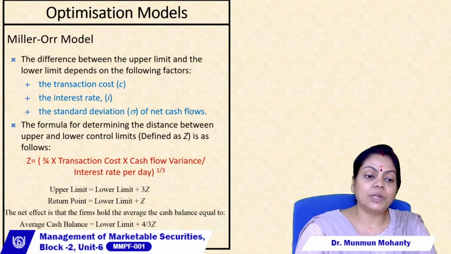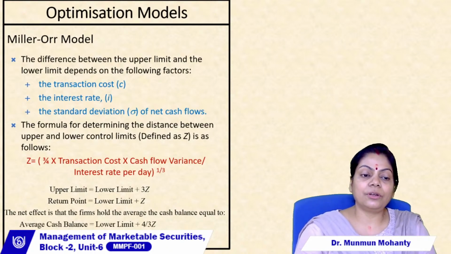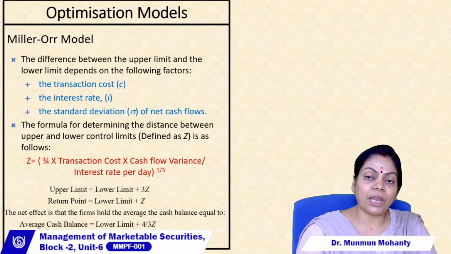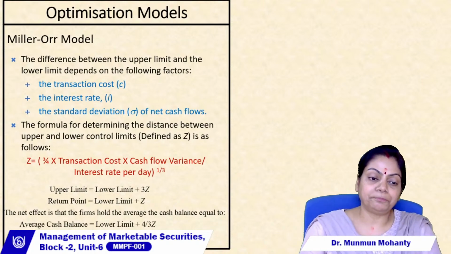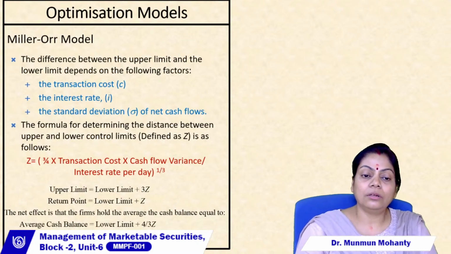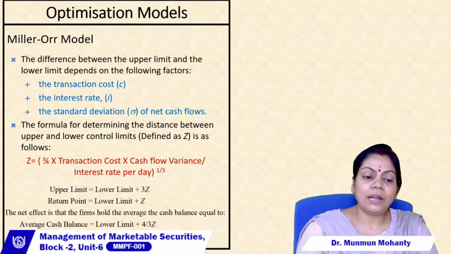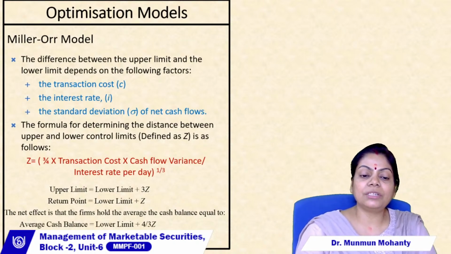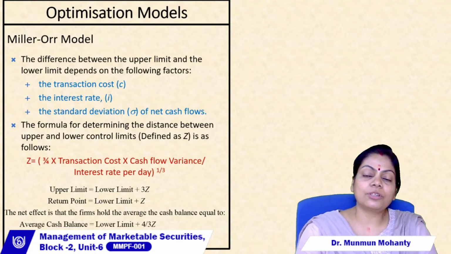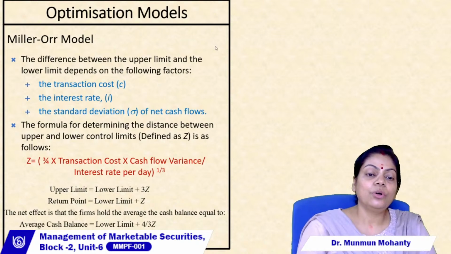Z is equal to the cube root of 3/4 times the transaction cost multiplied by the variance of the cash flow, divided by the interest rate per day. And how do we determine the upper limit? This is the gap. So the upper limit is the lower limit plus 3Z. The return point is the lower limit plus Z. And the net effect is that the firm holds an average cash balance equal to the lower limit plus 4/3 of Z. So this is how we talk about the Miller and Orr model.